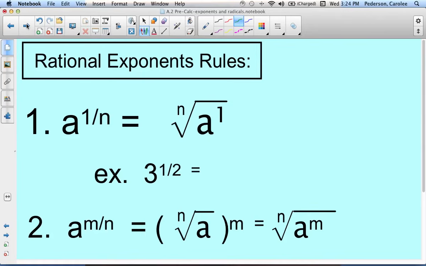So here are a couple exponent rules when you're going from an exponential to a radical. The first rule is a to the 1/n power. Notice where the base goes. It goes underneath the radical. Then the 1 is the power, and the n is the index. So here's an example.